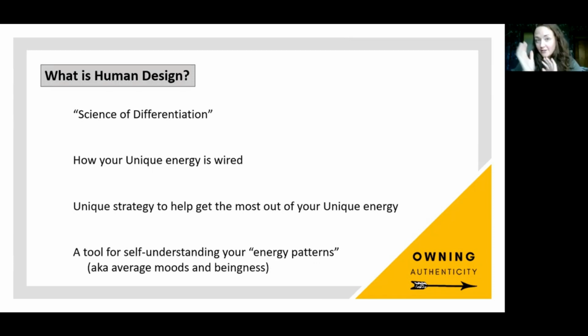Okay, so assuming now that you have your chart and we're back on the video, what is human design? So zooming out to this bigger picture of why do we care about this? What is this chart and what's the point? The best way to sum it up that I found is it's the science of differentiation. And very simply, that is the idea that we are all unique, that we are all as unique as our thumbprint, our DNA, our energy fingerprint is unique to us.